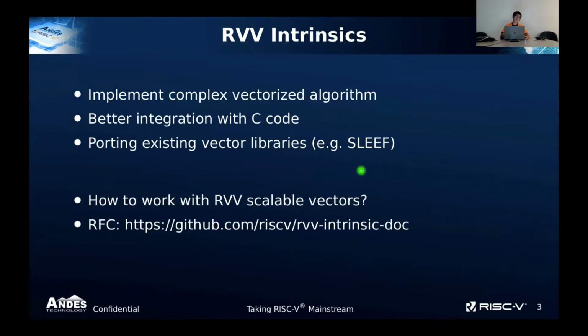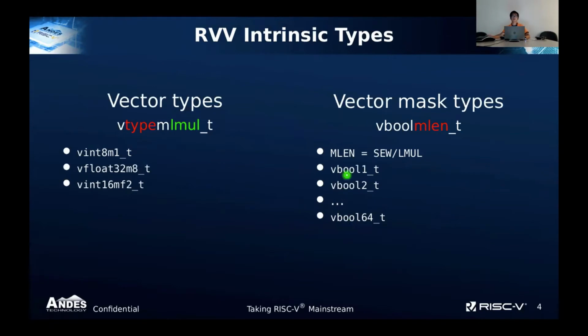But how do you work with the RISC-V scalable vectors? Right now, there's an RFC on RISC-V's GitHub. This is a proposal that defines the C-level vector intrinsics for RISC-V. And this document currently introduces two kinds of intrinsic types, the vector types and the vector mask types. They are both sizeless, since the vector length cannot be determined at compile time.